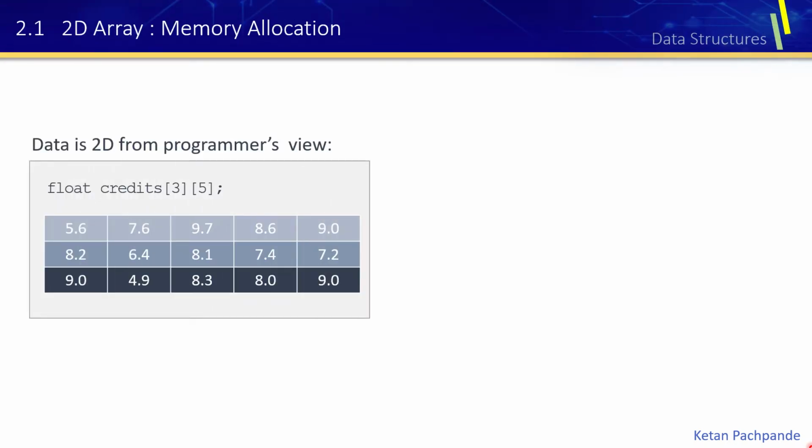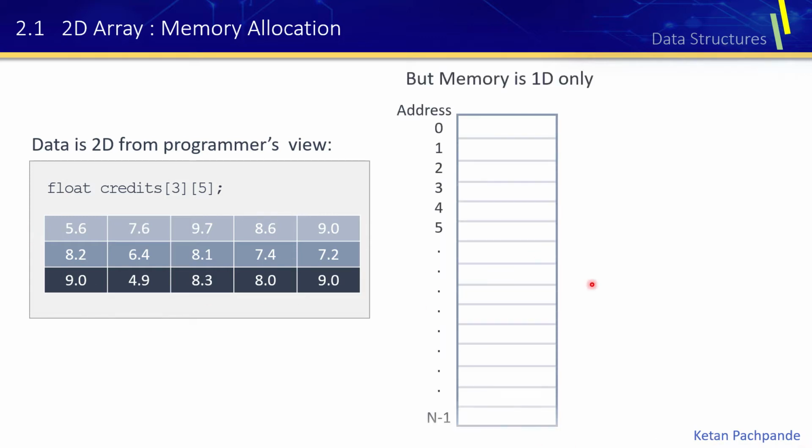Let's look at how the memory allocation happens for this two-dimensional array. From the programmer's point of view, this is 2D data, meaning we have rows and columns. But when it comes to memory, memory is always one-dimensional in nature. For example, there is a first location with address 0, 1, 2, 3 and so on. So to store these 15 elements, we need to see how the memory allocation will happen for these 15 elements in the one-dimensional memory.